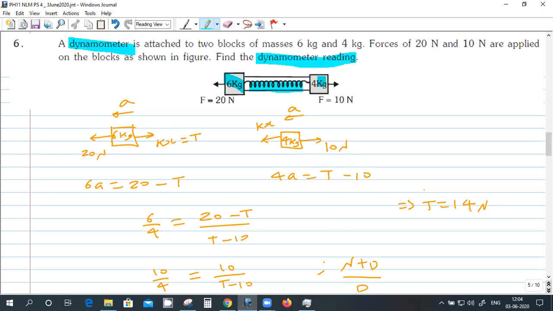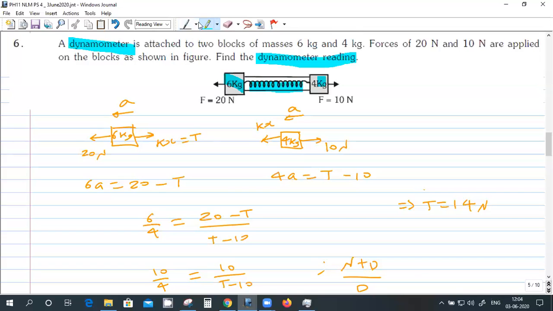Since the spring constant is not given, you just have to find the tension in the spring. If the spring is stretched by x centimeters, then the tension in the spring is k into x. So you just have to find the tension; that will correspond to the reading.